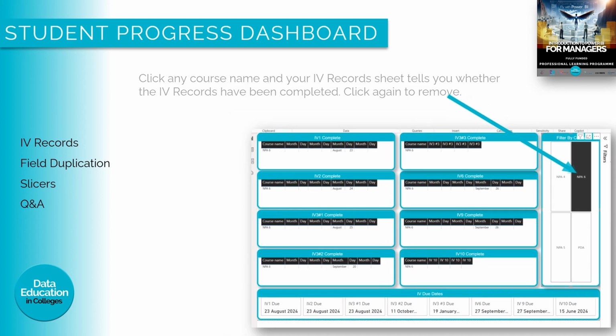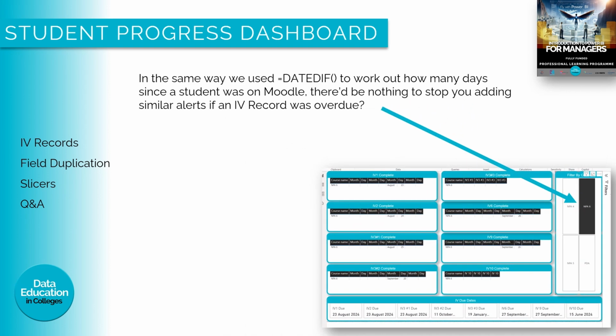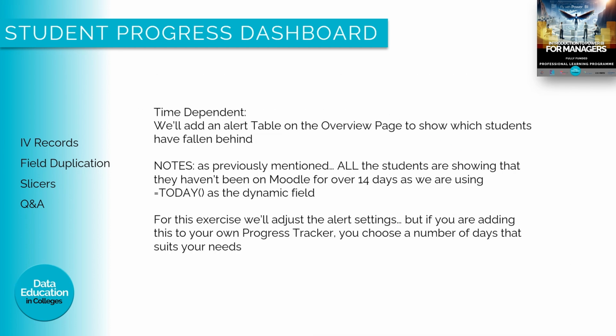We could, if we wanted at this point as well, use date diff the same way to set up a little alert if one of the IV records was overdue. We're going to add an alert table in the overview page, but as per in there, the dates are all going to say they're overdue because of the data set we're using, and we're using this dynamic today() to show today's date. For your purposes, you would just adjust the due dates.